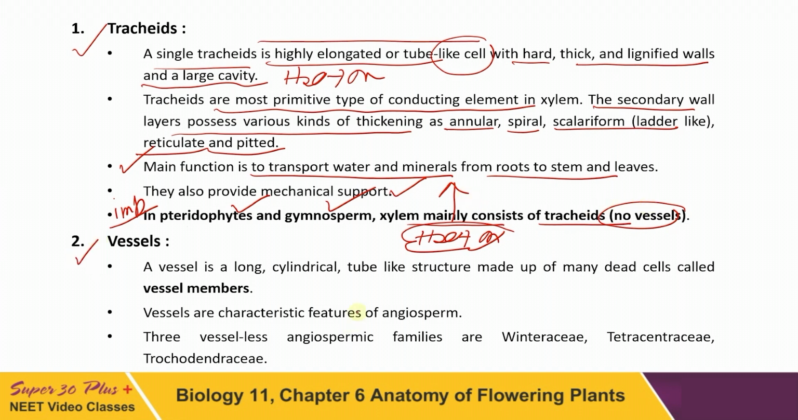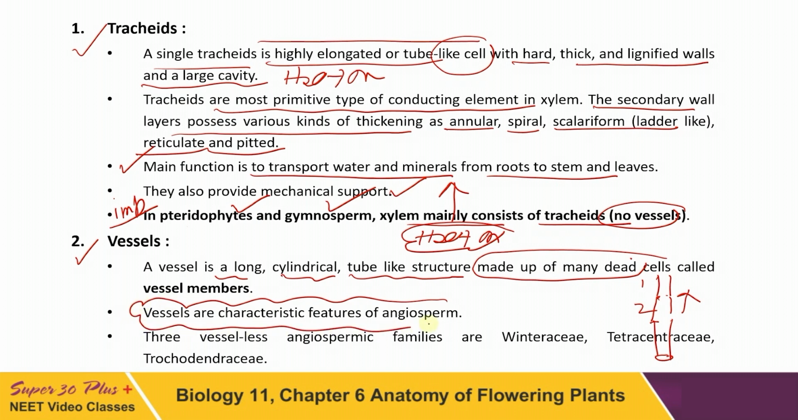That is the vessel, as I told you in the diagram also. This is a long cylindrical tube-like structure made up of many dead cells. Do you remember? I can make it once more. This is one cell, this is another cell, this is the other cell, and these cells will become dead, and that is a tubular structure. The cell wall is thick, but even then a lumen is left through which water and minerals will be transported. Vessels are found in angiosperms only.